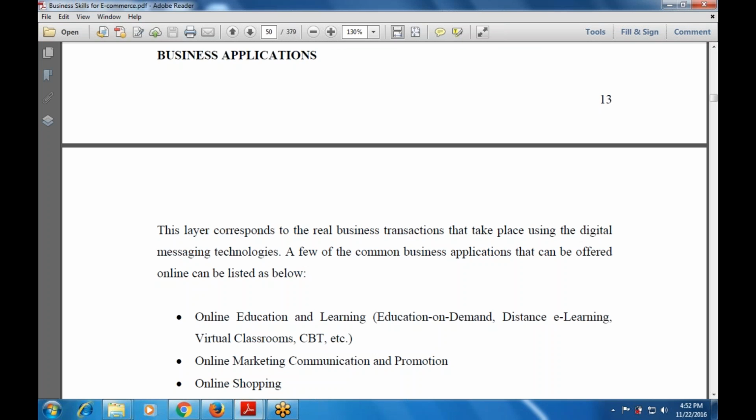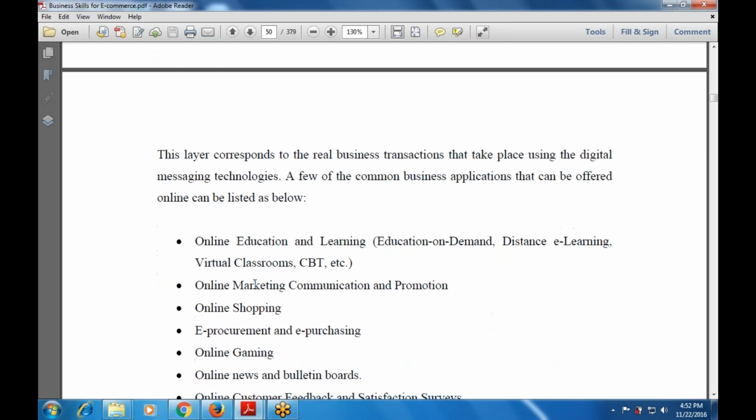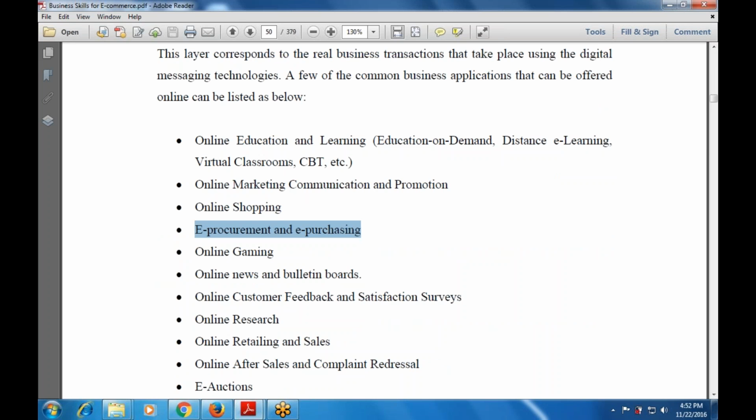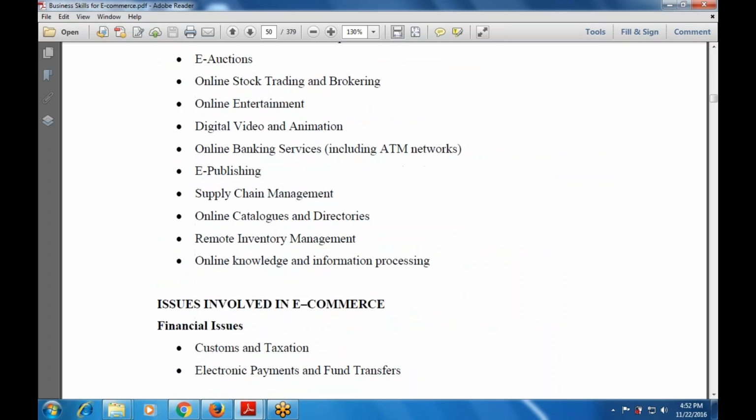There is online education and learning, education on demand, distance e-learning, virtual classrooms, CBT, then online marketing, communication and promotion, online shopping, then e-procurement and e-purchasing. There is also a method for e-procurement, e-purchasing, then online gaming, online news. These are the various e-commerce facilities that are provided with e-commerce, we can say, digital video and animations.